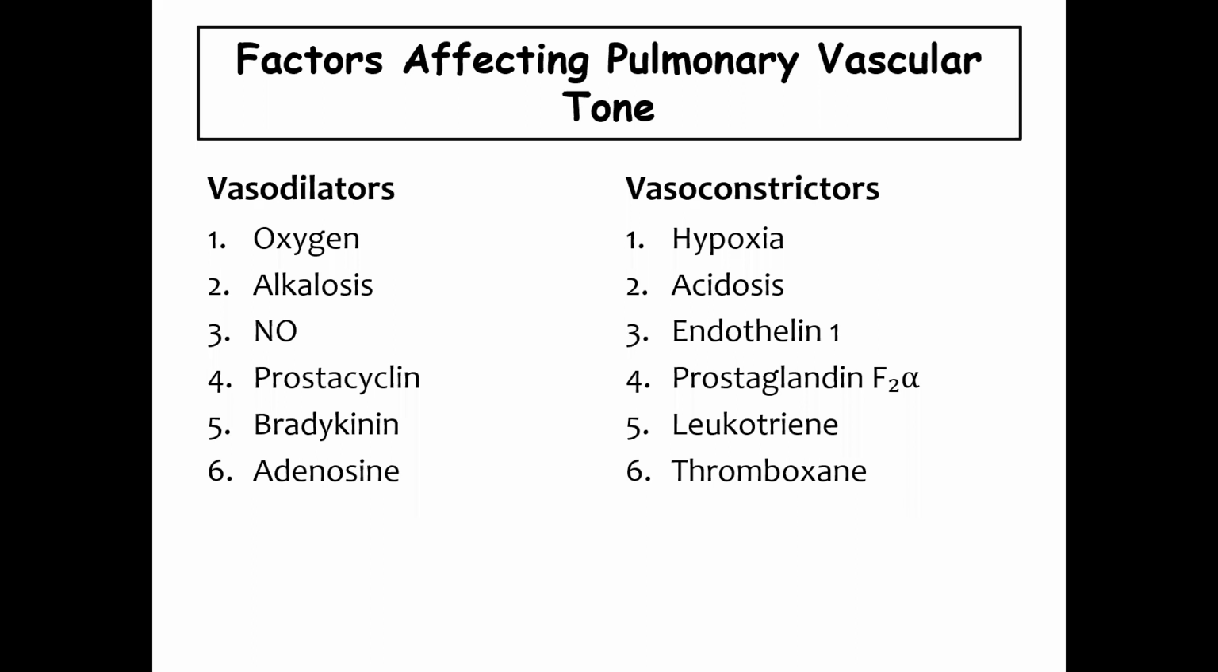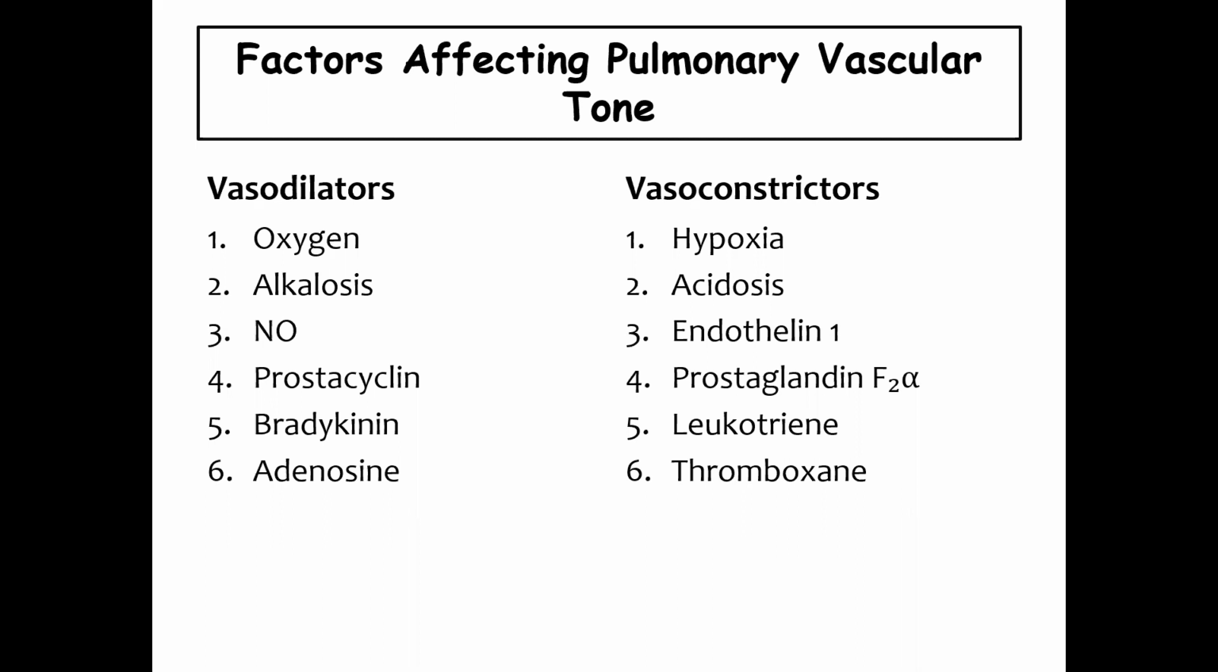So the increase in PaO2 after the baby's birth is one of the most important pulmonary vasodilators, which results in a fall in the PVR. Likewise, alkalosis or increased pH, nitric oxide, prostacyclin or PGI2, bradykinin, and adenosine. So these are all some of the factors that would lead to pulmonary vasodilatation.